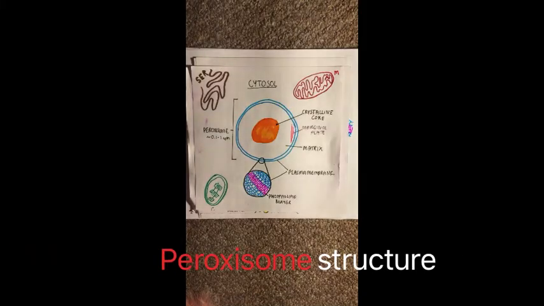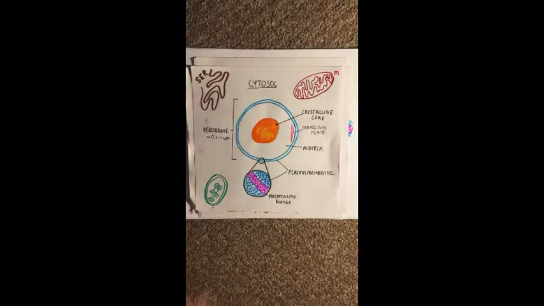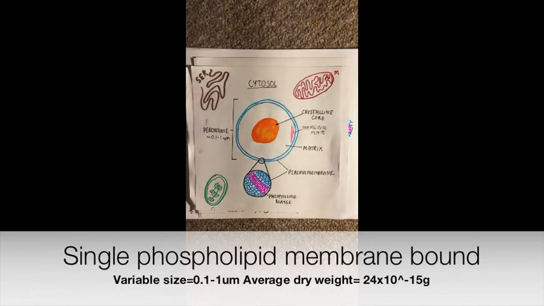Peroxisome structure. Peroxisomes are single phospholipid membrane-bound organelles. Here we can see the bilayer of the peroxisome membrane. They are an incredibly dynamic organelle and they are found in almost all eukaryotic cells. The size varies from 0.1 to 1 micrometer in diameter.